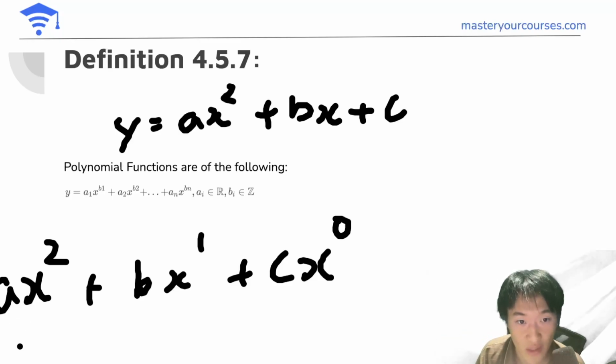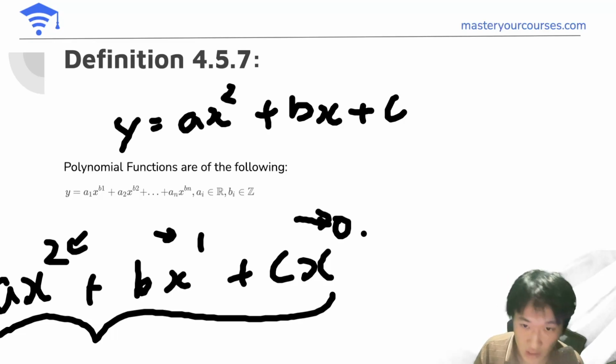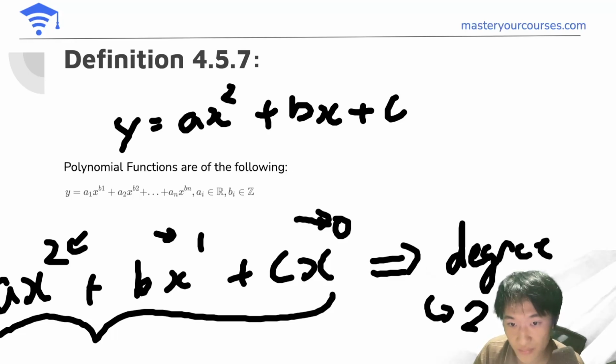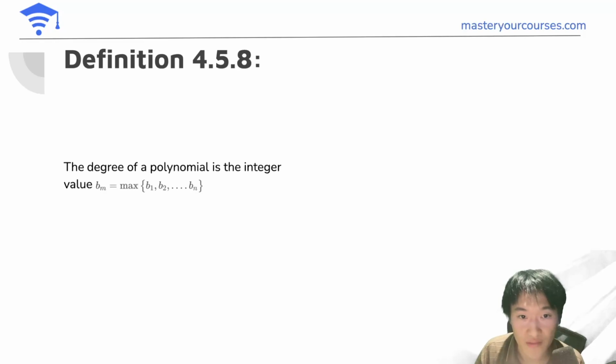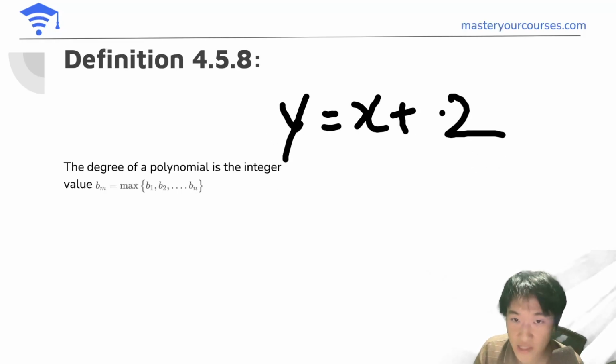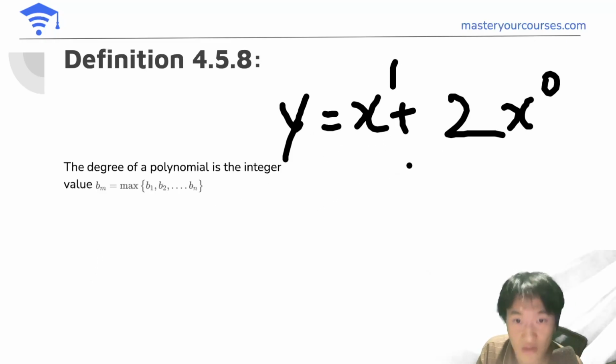If you think back to this one, right? What's the degree of this polynomial here? Well, what's the maximum degree? Well, you compare the 2, the 1, and the 0. What's the maximum value? 2. So what's the degree of this polynomial? The degree is 2. Simple as that, right? Even simpler example, what about y is equal to x plus 2, right? What's the highest degree? Well, this is actually 2x to the power of 0, right? So the highest degree is 1. That's it. That's your degree. The degree for y is equal to x plus 2 is 1.